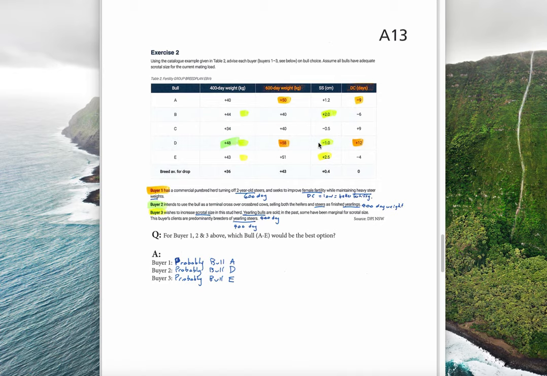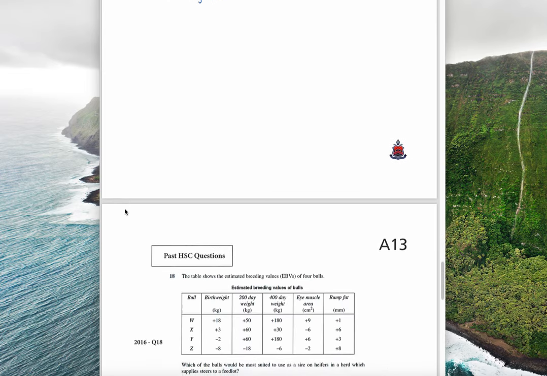So if we go 48, it has a minus 1 scrotal size. So that will not fit here because they want increased scrotal size. Plus 44, which is the next one, is plus 2. That's good. But this one's plus 43 and it's plus 2.5. So for a very small difference in 400-day weight, you have a reasonably big difference in scrotal size, an increase here. So I said that should be probably bull E. It would be the best option there. But if you put B, that may be justifiable, but E seems to be a better choice, but slightly there.